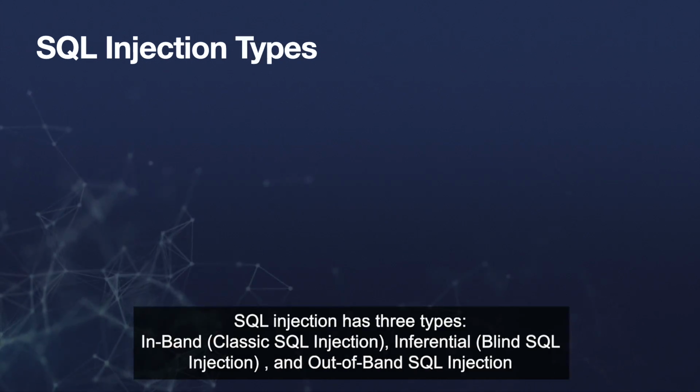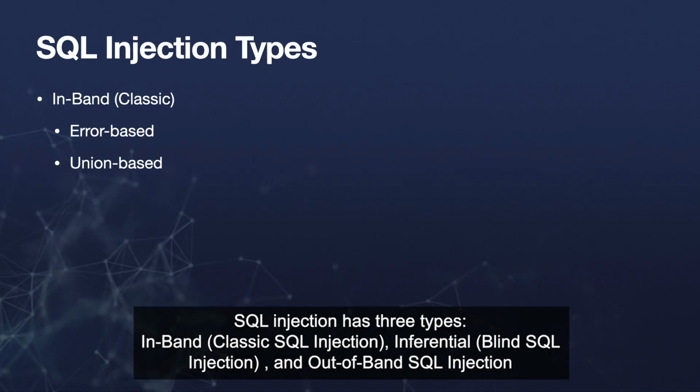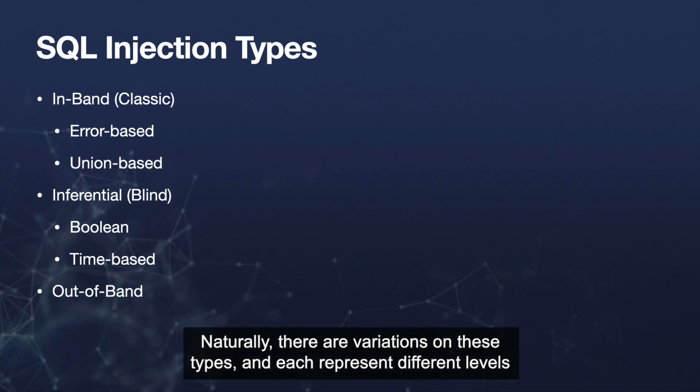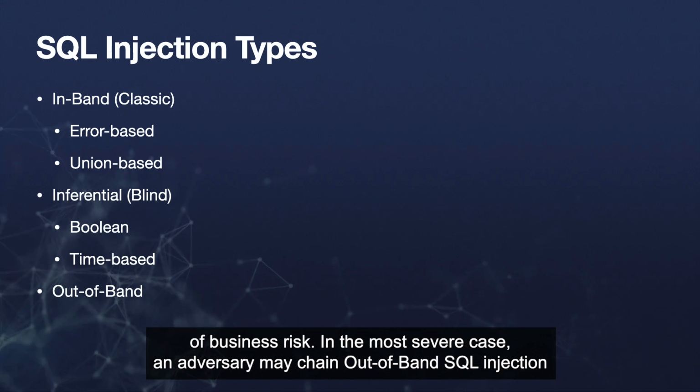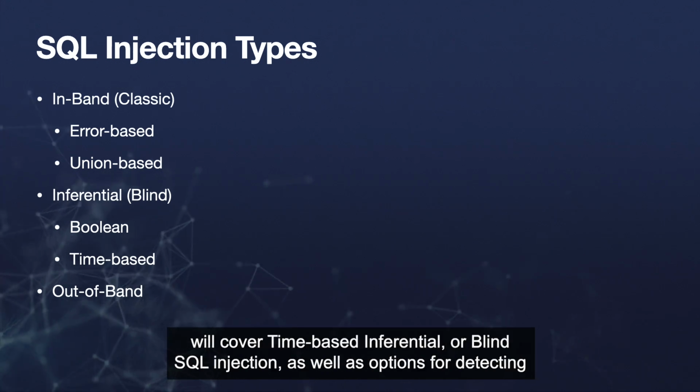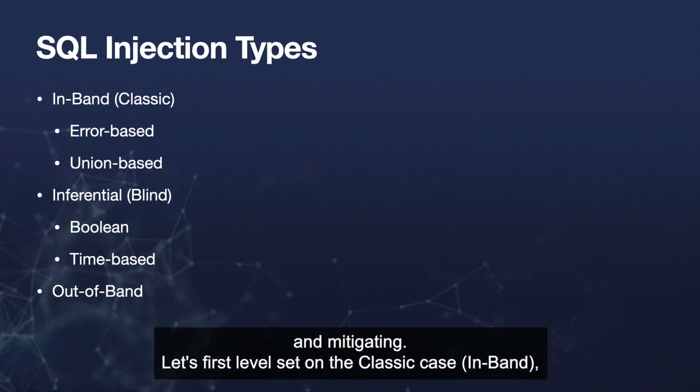SQL injection has three types: in-band, inferential, and out-of-band. Naturally, there are variations on these types, and each represent different levels of business risk. In the most severe case, an adversary may chain out-of-band SQL injection with remote code execution for full command and control of a resource. We'll cover time-based inferential or blind SQL injection, as well as options for detecting and mitigating.